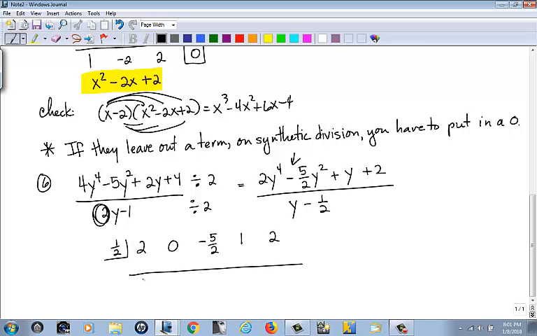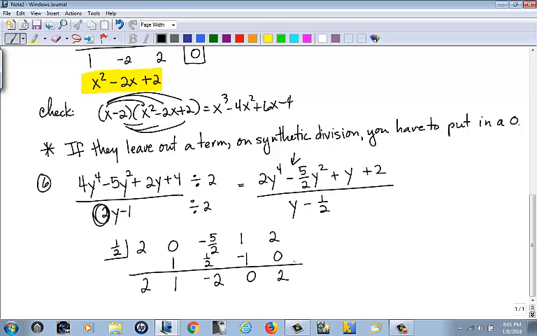First step is add going down, so just bring down the 2. Then 2 times a half is just 1. Add going down is 1. 1 times a half is a half. A negative 5 halves plus 1/2 would be a negative 4 halves, which would be negative 2. Negative 2 times a half would be a negative 1. 1 plus a negative 1 would be 0. 0 times a half would be 0.